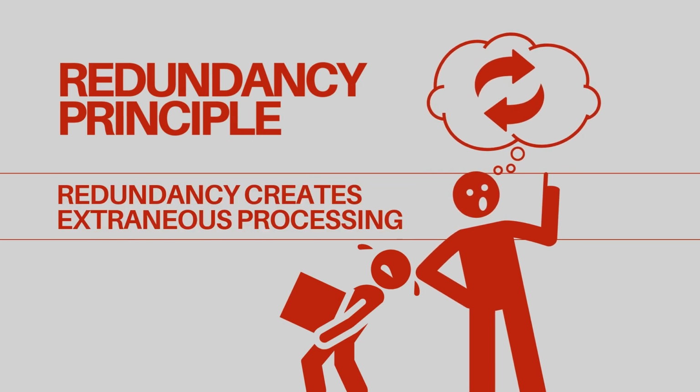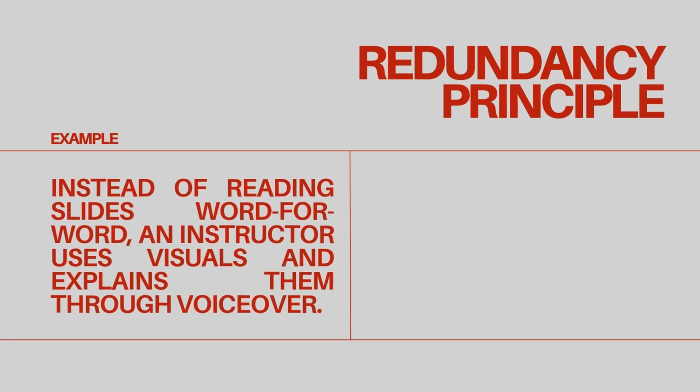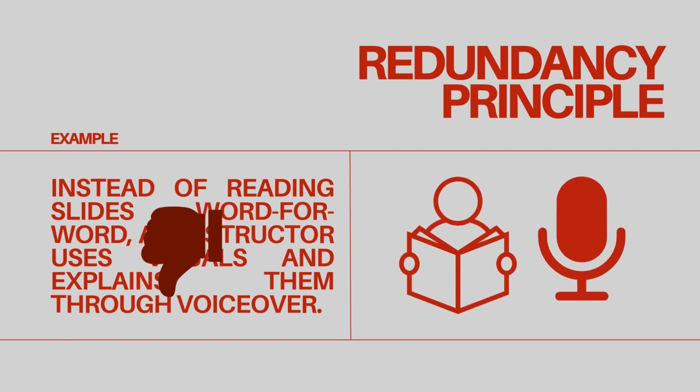Next is Redundancy Principle. This principle suggests that we must avoid presenting the same information in both text and speech at the same time. Instead, pair visuals with narration to reduce cognitive load. Take this for example. Instead of reading slides word for word, an instructor uses visuals and explains them through voiceover.